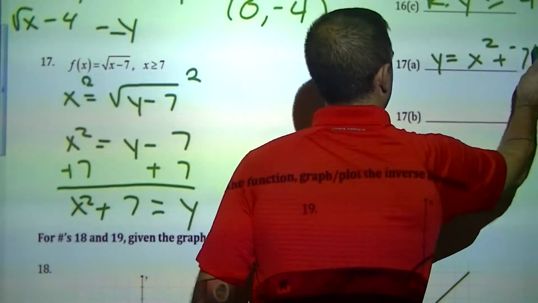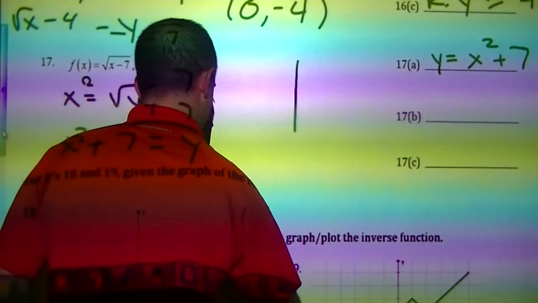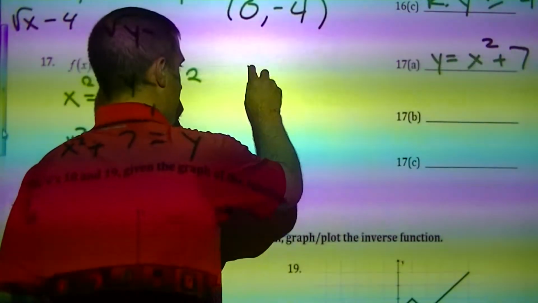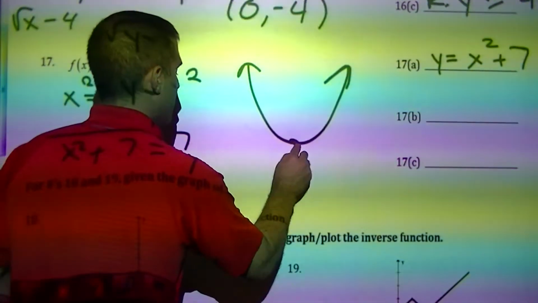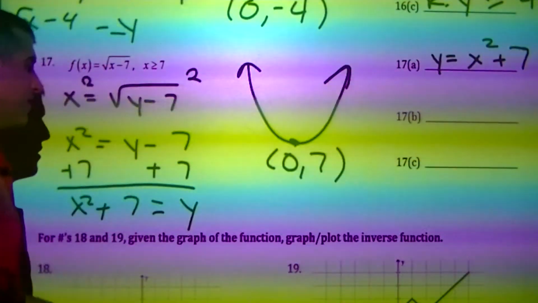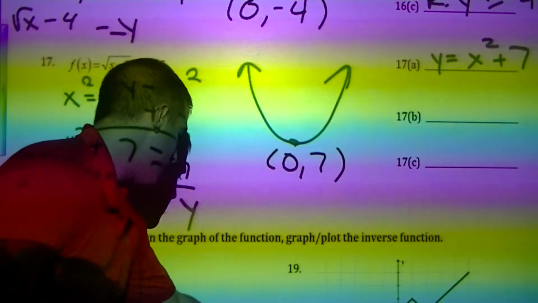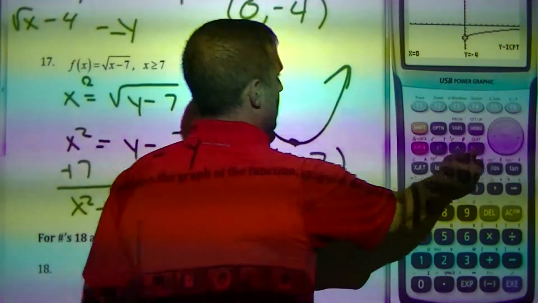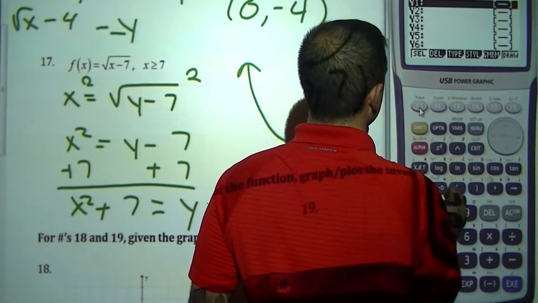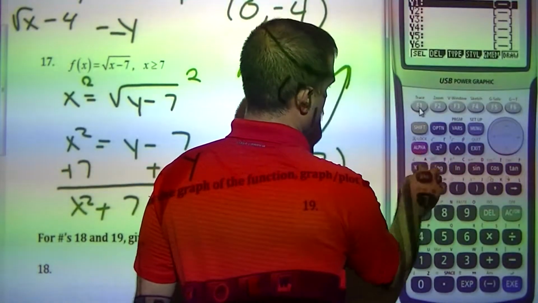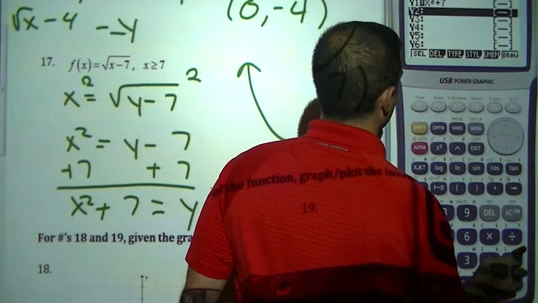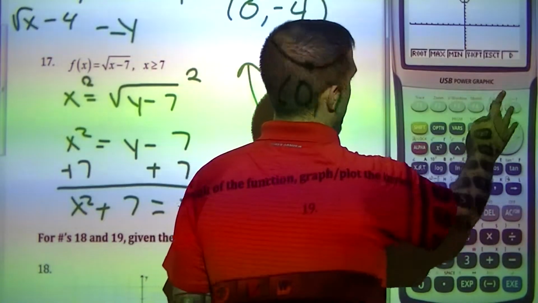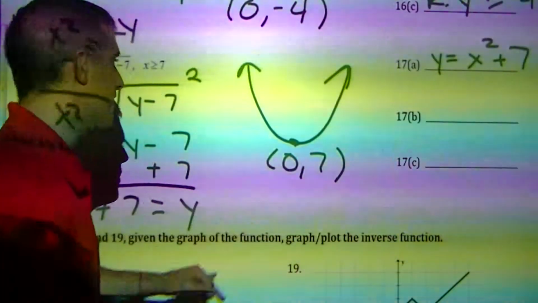Once again, to graph that, that's going to be a quadratic, okay? And it's going to be at 0, 7. Once again, if you needed to graph that, you just go back into exit, delete, all right, x squared plus 7, draw, all right, G-Solve minimum, 0, 7, okay?